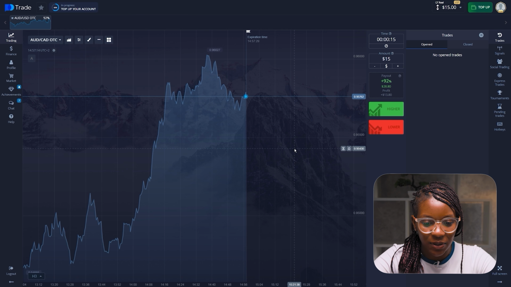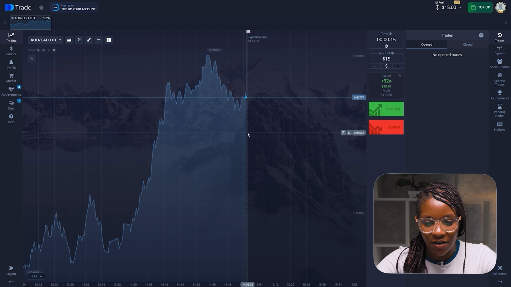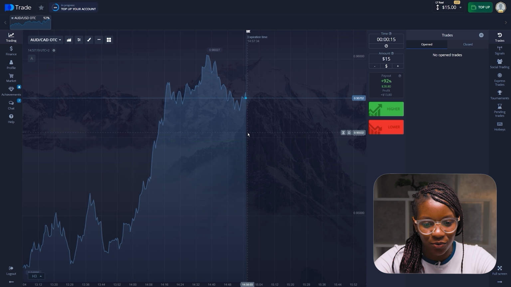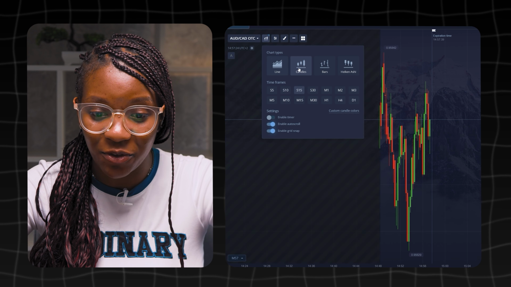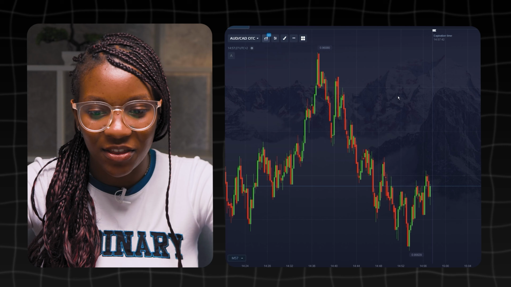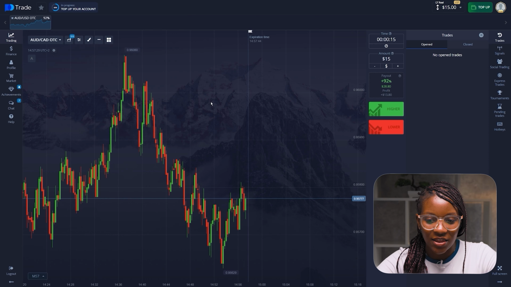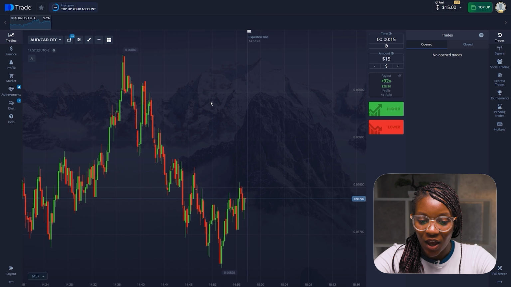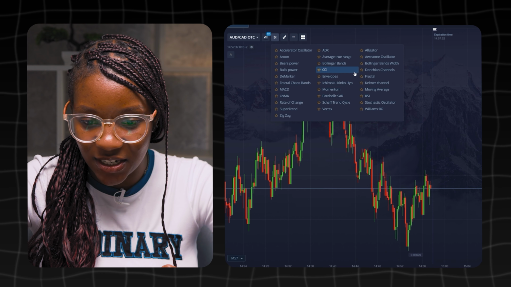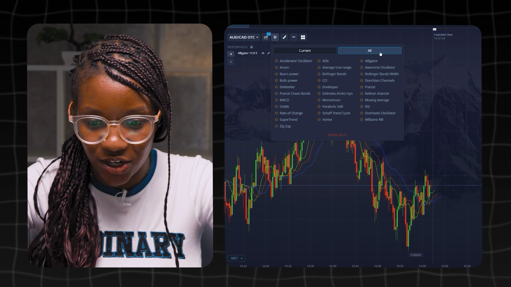Firstly, we have to display the graph so we will have a more readable and comfortable view. Click here, select candles, select the time frame for 15 seconds, then choose two indicators that will help us in trading today, with which we'll trade and make a profit. Click on indicators and select two indicators here.